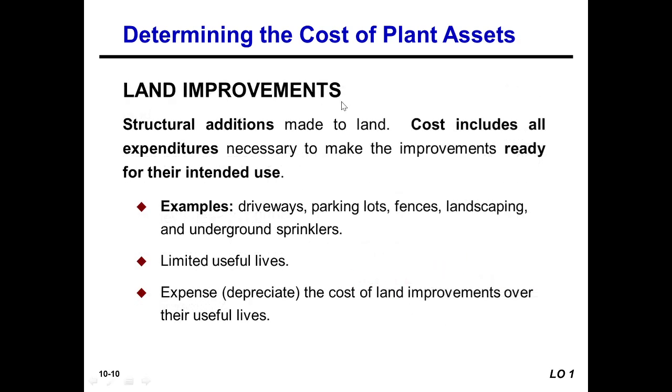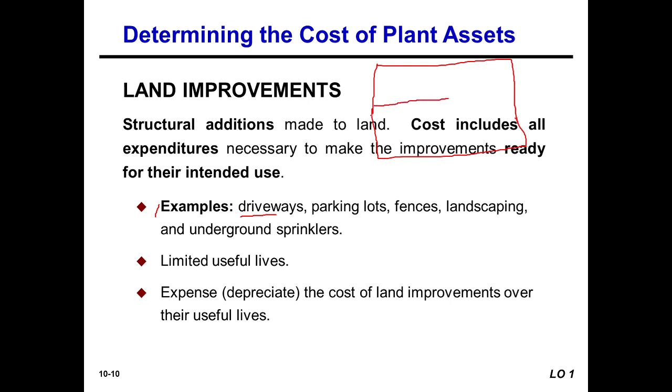Land improvements. This is also plant assets. Structural additions made to land. That means cost includes all expenditures necessary to make the improvements ready for their intended use. If we want to use the land properly, at that time we need to improve our land. So how could we improve this? Examples: driveways. We need to be set up for construction.